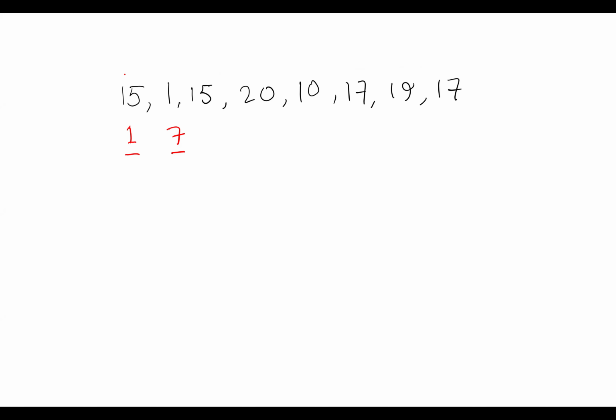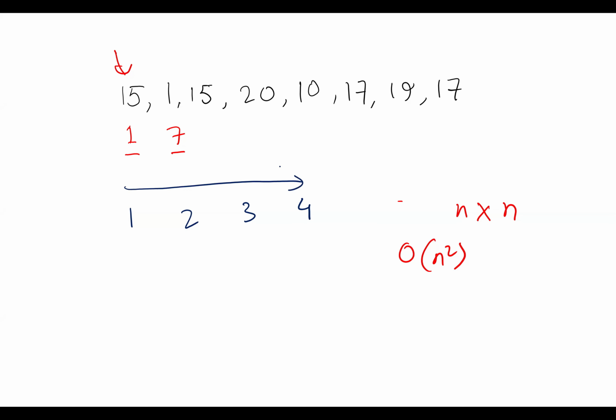For each element, in the worst case, we may have to travel n times, and n into n is order of n squared, right? One example is 1, 2, 3, 4. In this case, for 1, I have to check everything. For 2, I have to check everything. For 3, I have to check everything. So for n elements, for each of them, I have to potentially check n elements. So it's order of n squared. This is the brute force algorithm.